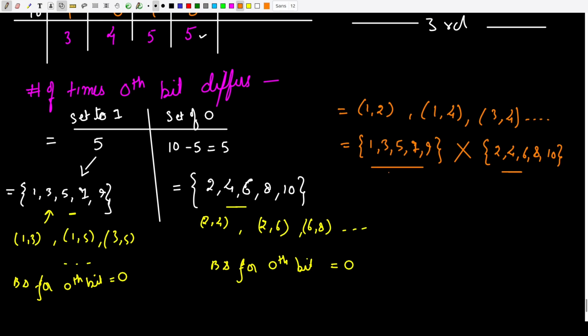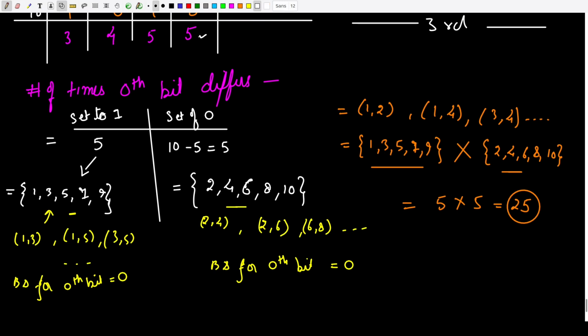So how many such pairs are there? Well, the number of pairs is equal to 5 into 5, right? So 5 elements from here and 5 elements from here. So the number of pairs is equal to 25. Okay, so now let us formalize this.